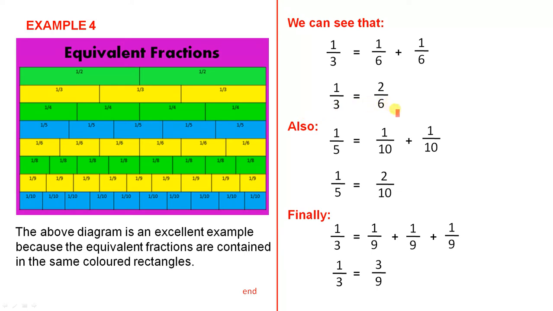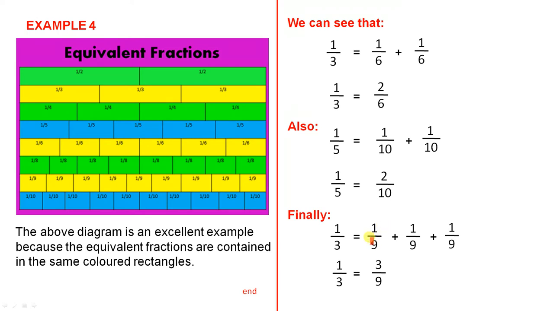equals 2 over 6. We can see that 1/5 equals 1/10 plus 1/10, so 1/5 equals 2 over 10. So there's a fifth here, see that length, which is the same as 1 over 10 plus 1 over 10. So 1/5 equals 2 over 10.